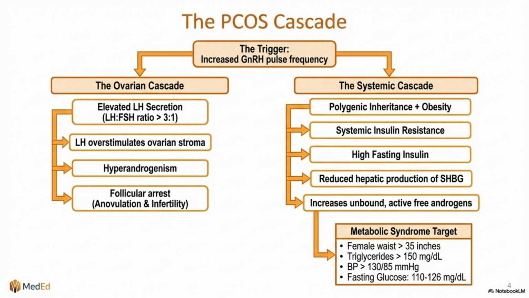The trigger for PCOS is an increased GnRH pulse frequency, leading to an elevated LH-FSH ratio, greater than 3:1. This causes an ovarian cascade of hyperandrogenism and follicular arrest, and a systemic cascade involving insulin resistance and high fasting insulin. These factors often target metabolic syndrome markers, such as increased waist circumference and elevated blood pressure.